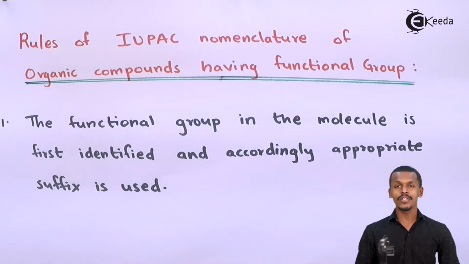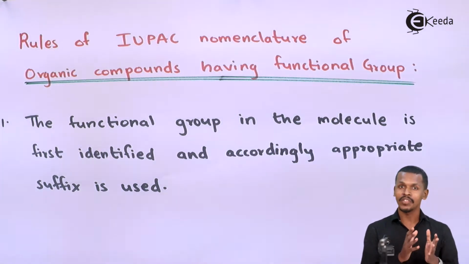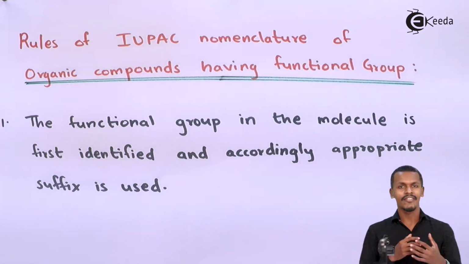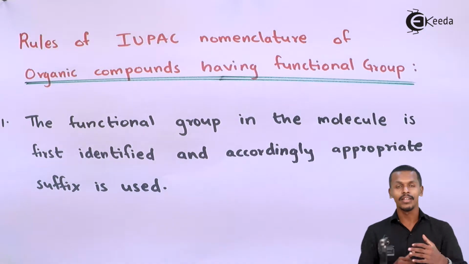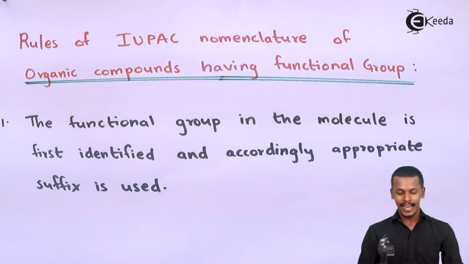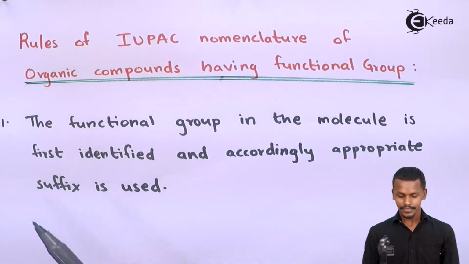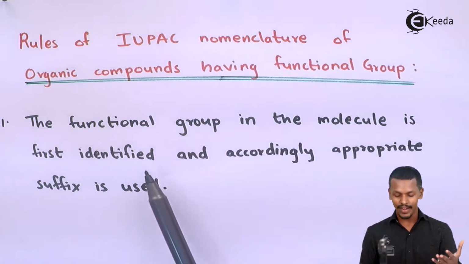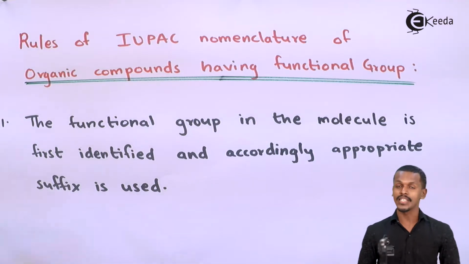There are certain rules which we can follow, for which we will be able to write the nomenclature of a particular organic compound which consists of a functional group. Talking about the first rule, there are various rules, but I have arranged them in a manner so that we can study point-wise. The first one is that the functional group in the molecule is first identified and accordingly the appropriate suffix is used.